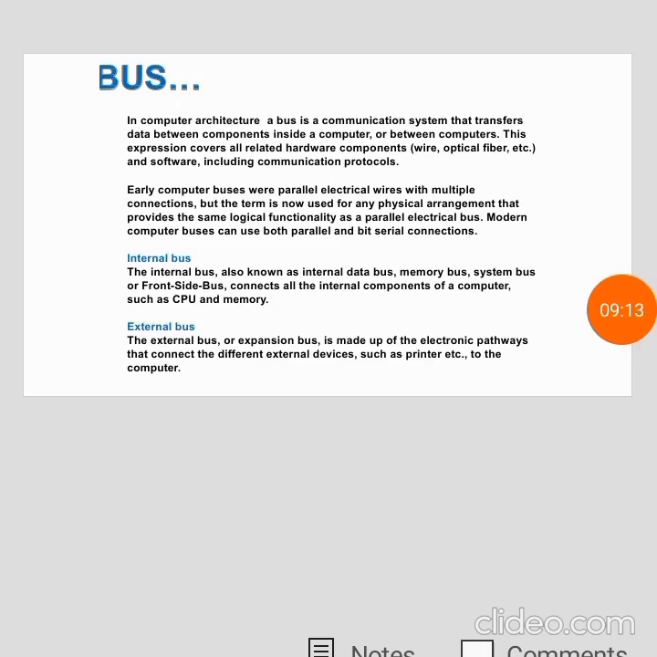Now, the next one is a bus. In a computer, a bus is a communication system that transfers data between the components inside a computer or between computers. There are two types of bus: internal bus and external bus. The internal bus is also known as an internal data bus, memory bus, system bus, etc. And the external bus is also known as an expansion bus, which is made up of electric pathways that connect the different external devices.